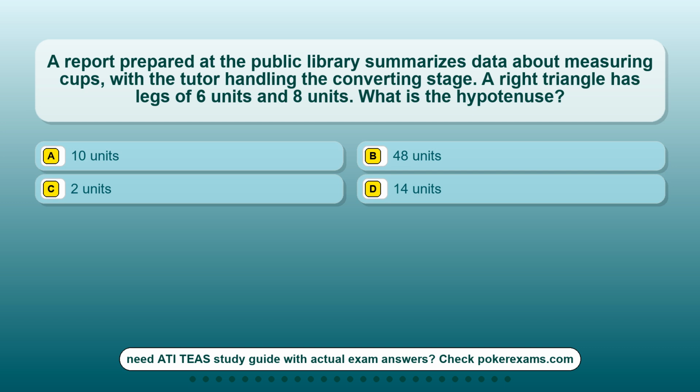Question 7. A report prepared at the public library summarizes data about measuring cups, with the tutor handling the converting stage. A right triangle has legs of 6 units and 8 units. What is the hypotenuse?